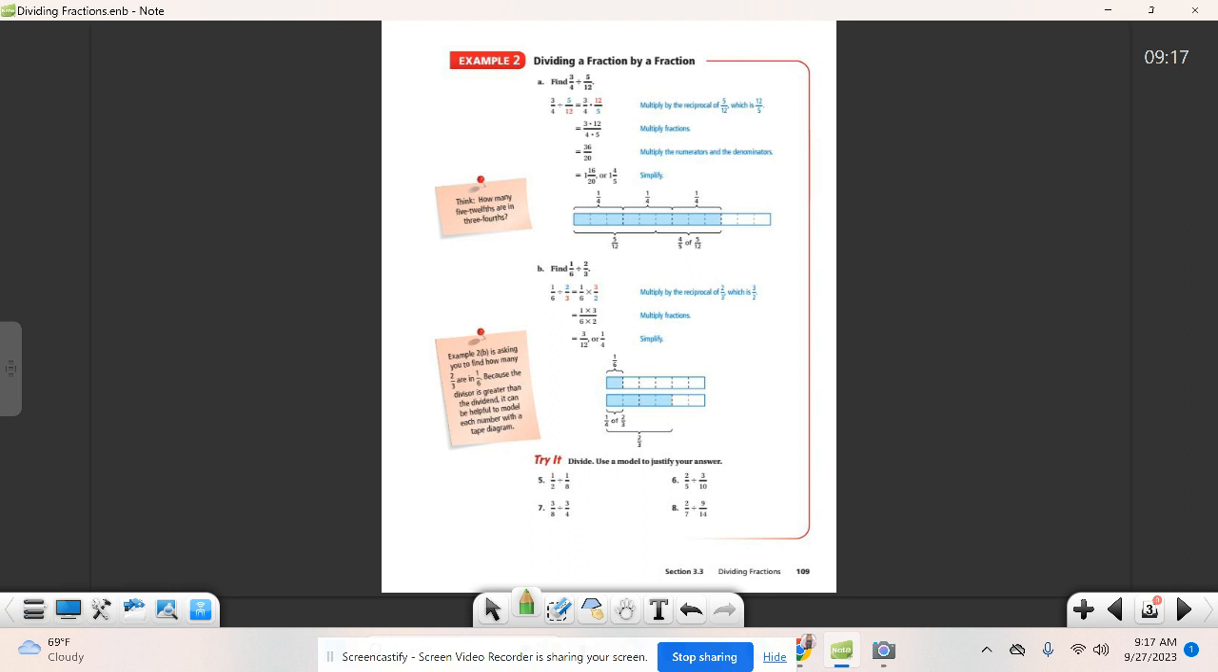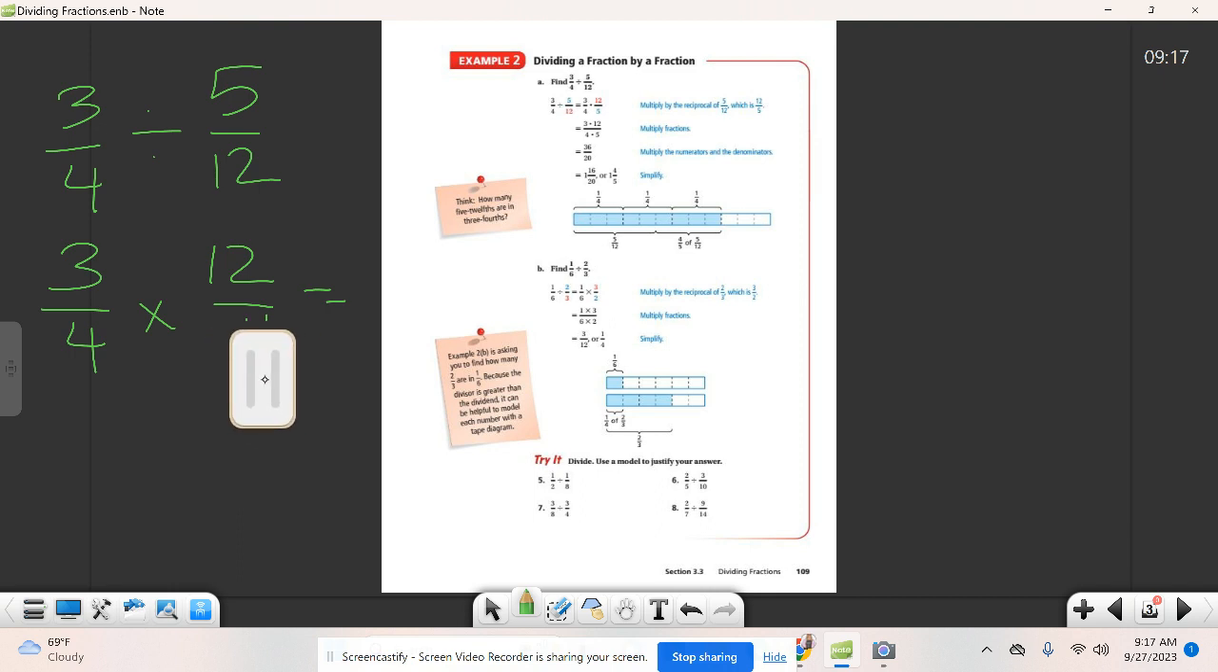Okay, we find 3/4 divided by 5/12. Keep the first, change the sign, and then flip it. Reciprocal. It's flip it. You're right. 36 over 20. Okay. We could convert this to a mixed number.